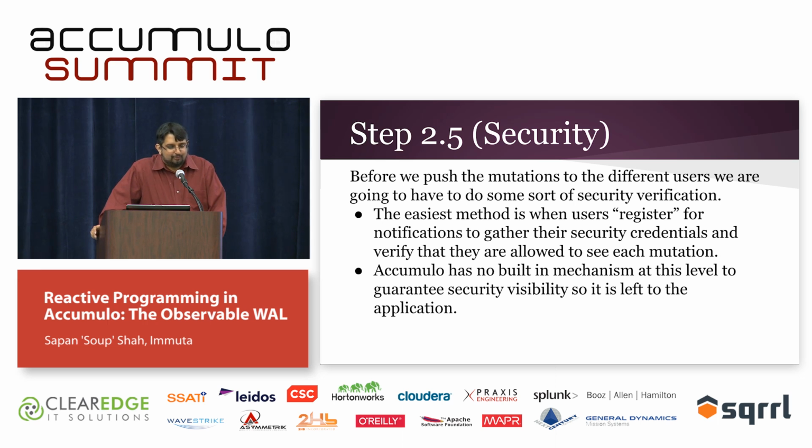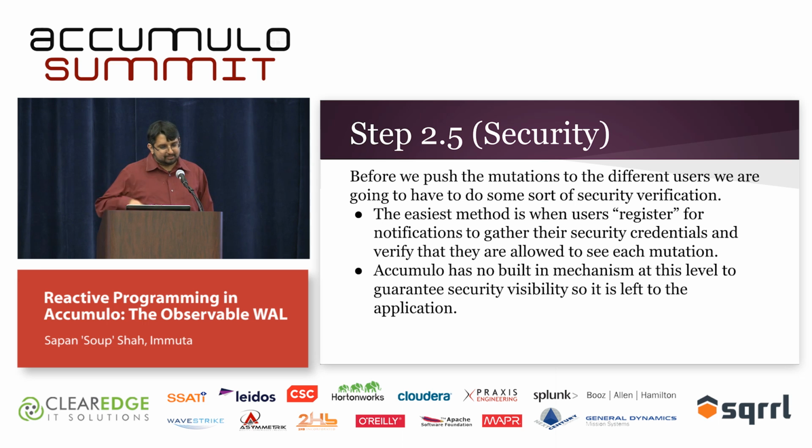So Accumulo has no built-in mechanism at this level to guarantee security visibility, so it is left up to the application, right? The visibility iterator takes care of verifying that you are actually allowed to see this. So please, if you are going to go down this route, please implement security. Honestly, it shouldn't be on the database to enforce it at this level because it's not a standard paradigm. So please don't go out there and everybody start saying Soup broke Accumulo.